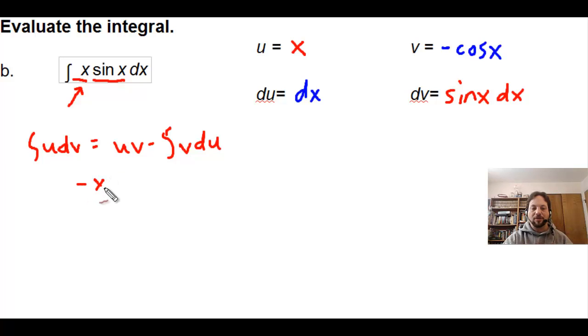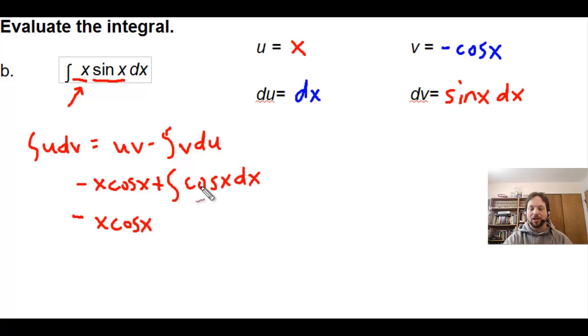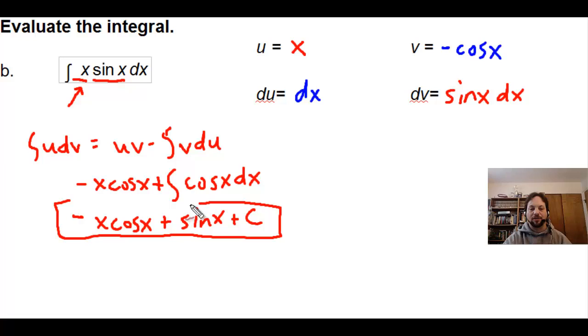uv is, of course, just going to be negative x cosine x. Minus the integral of v du, we have that written right here, v du. That's going to be negative cosine x. Well, negative will make this positive. Cosine x dx. That's an easy integral to evaluate. No problems here. This is just going to be negative x cosine x. The integral of cosine x is, of course, just going to be sine x plus c. And that is the integral of x sine x dx. Feel free to differentiate this yourself and see that you do arrive back at the original problem.